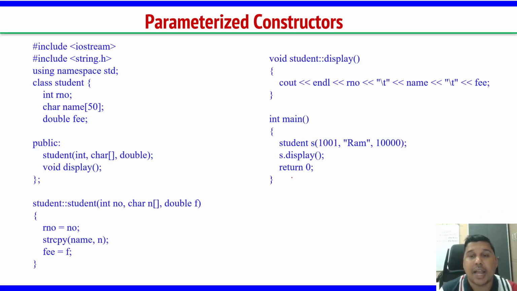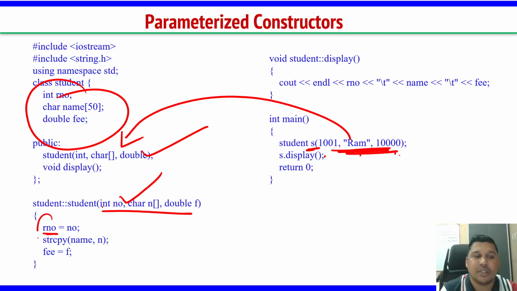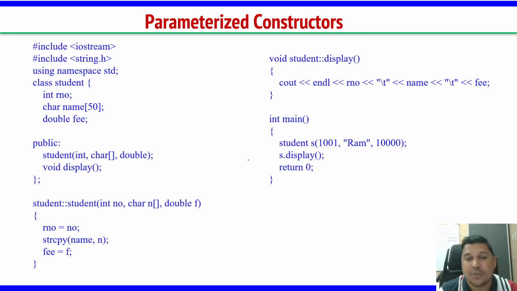But this time I am creating an object and passing some values also. It means this function is invoked. These three values, 1000, RAM and 10,000, are passed into these variables. Those variables I am copying into the actual private variables. That's why when I am calling the yes.display function, these particular values are being printed.